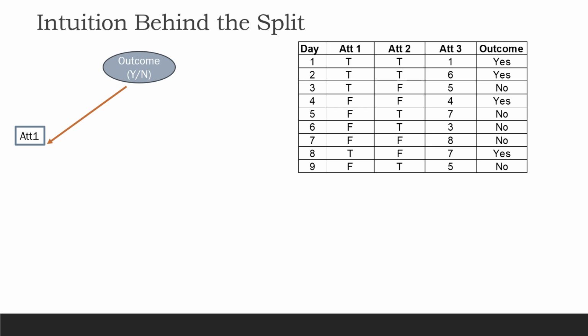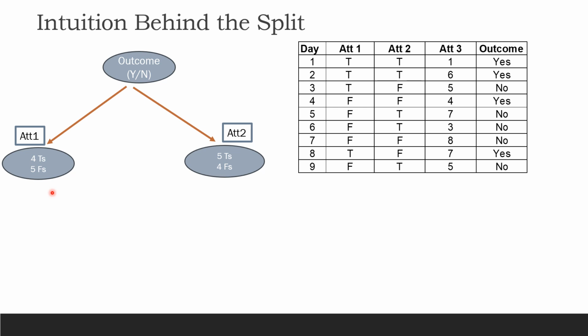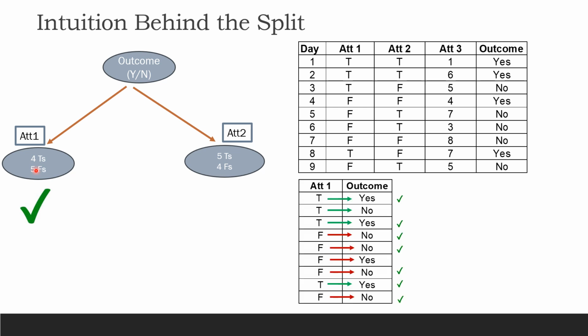Outcome of yes, no, we have to make a decision. What is the attribute to start with? We see that there are four trues and five falses for attribute one, and five trues and four falses in attribute two. Since the distribution is the same, they are likely to give us the same outcome. This is the first feeling that we get, right? But attribute one is somehow giving us a better result. How is this happening?